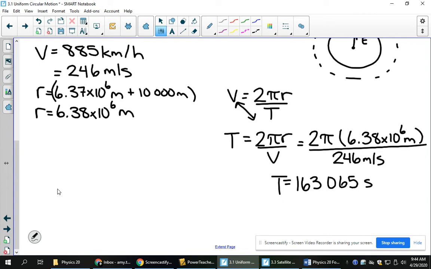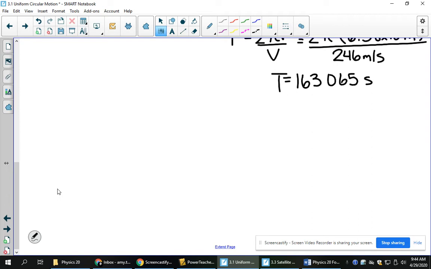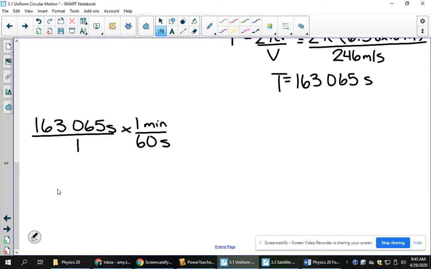I'm going to take this and make it something that's a little more reasonable. I'm going to do dimensional analysis with this number because I don't really know how long that is. When you tell me 163,000 seconds, I have no clue how long that is, but it might make more sense if it's in hours or maybe even days. We'll see. Let's do the first change here by understanding that there are 60 seconds in 1 minute. I put the 60 seconds on the bottom so that the units would cancel.